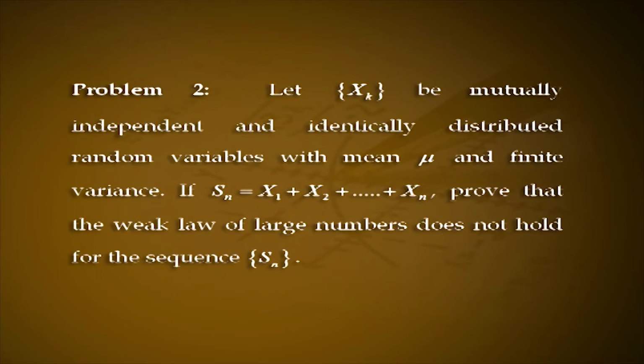Problem 2. Let the sequence Xk be mutually independent and identically distributed random variables with mean mu and finite variance.